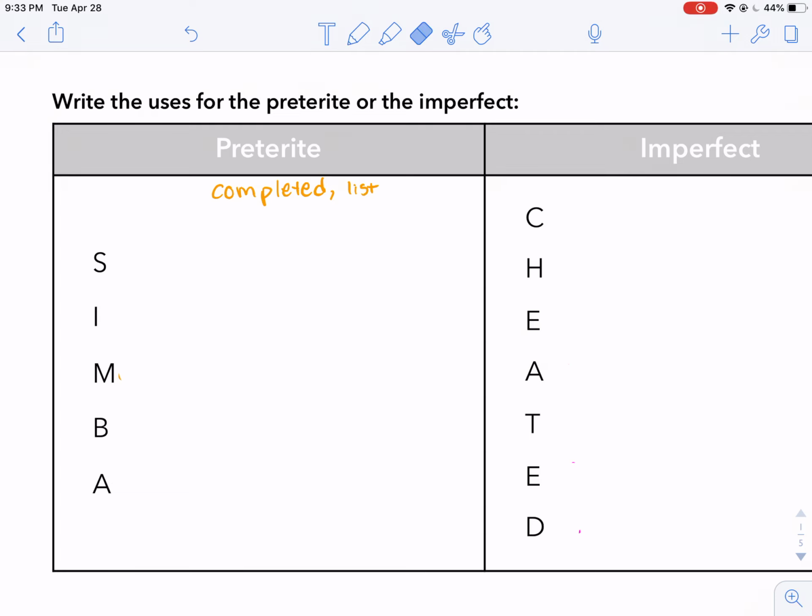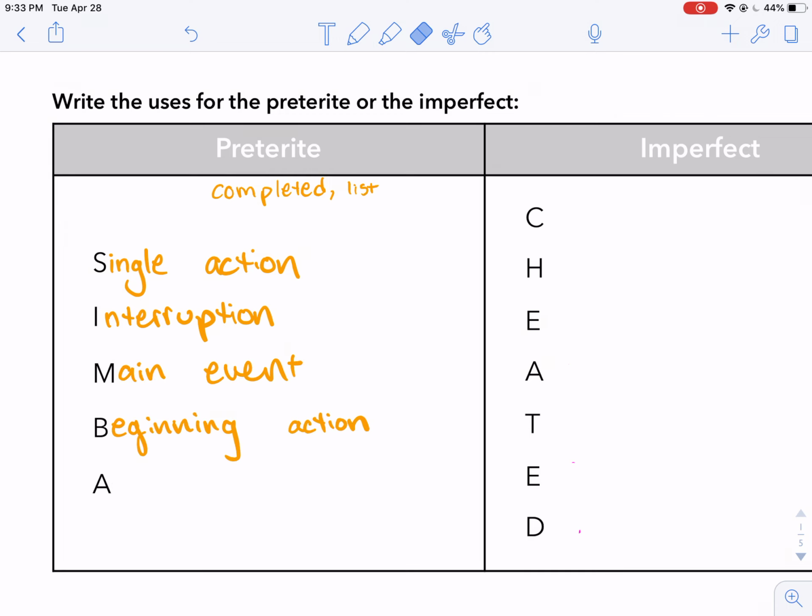These are usually in a list of things to do, things that you did. So the preterite, we start with S. We use Simba to help us remember the preterite. S stands for a single action, something you did once, or an interruption, if something was happening and then boom, something happened. The main event of your story, beginning action to say something started, alternatively when something ended as well, and then similarly for an arrival and a departure.